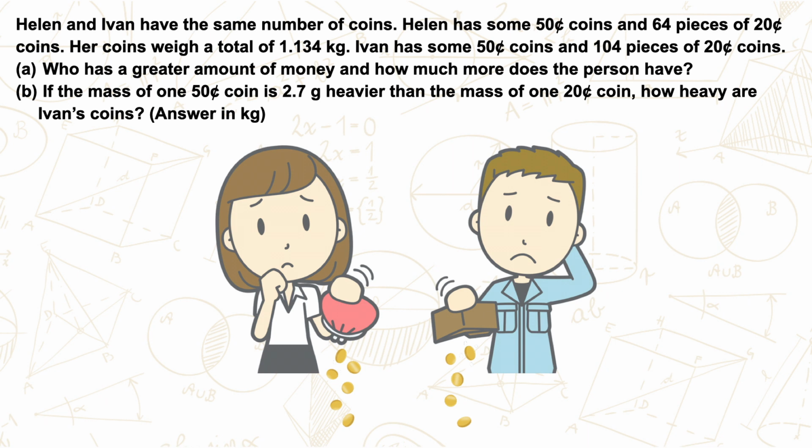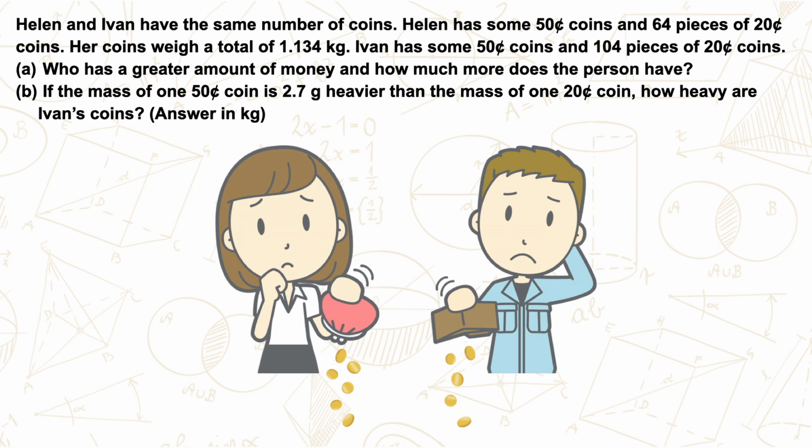Helen and Ivan had the same number of coins. Helen has some 50-cent coins and 64 pieces of 20-cent coins. Her coins weigh a total of 1.134 kilograms. Ivan has some 50-cent coins and 104 pieces of 20-cent coins. A. Who has a greater amount of money, and how much more does the person have? B. If the mass of one 50-cent coin is 2.7 grams heavier than the mass of one 20-cent coin, how heavy are Ivan's coins? Give your answer in kilograms.